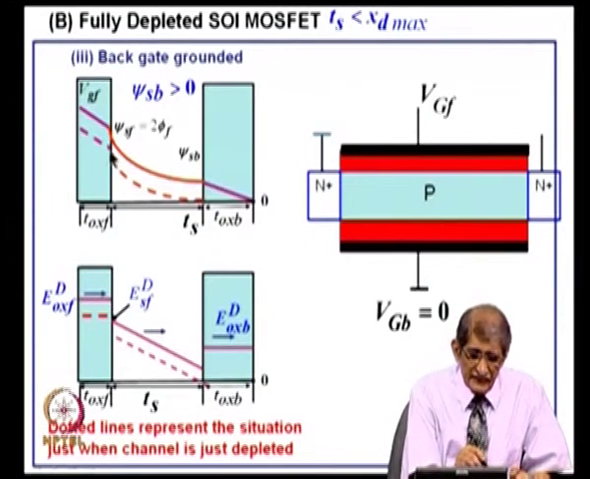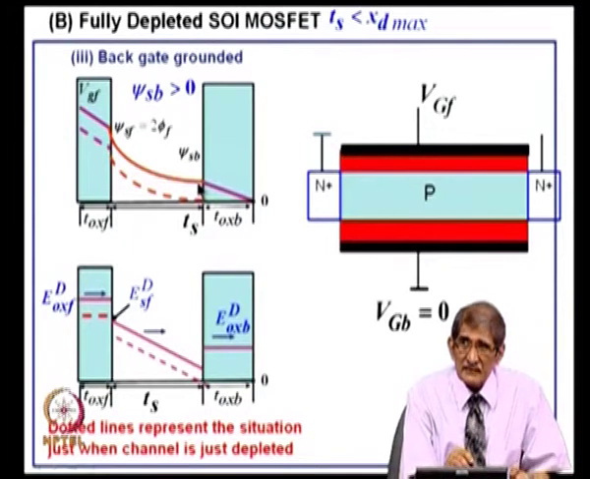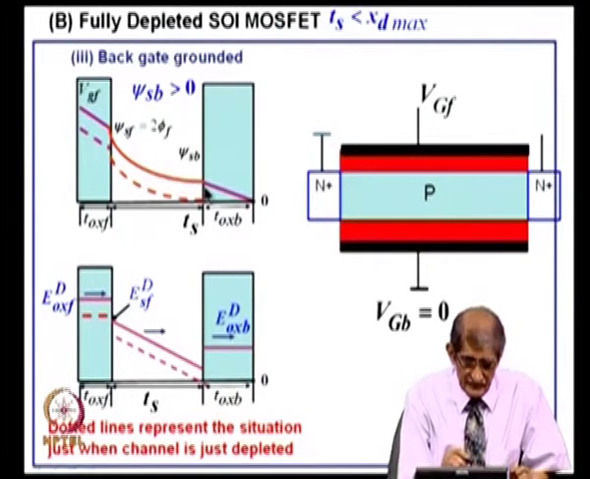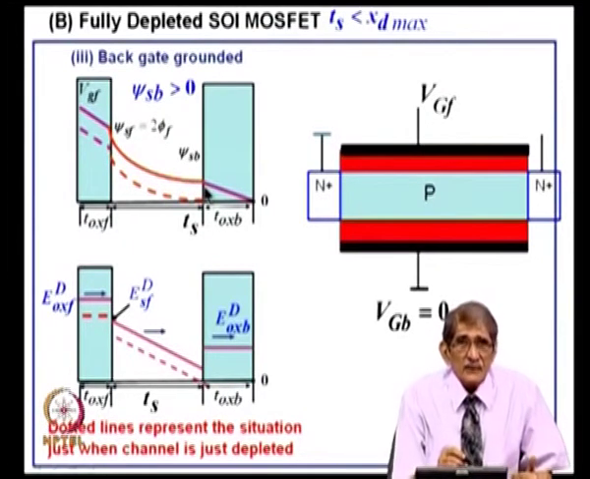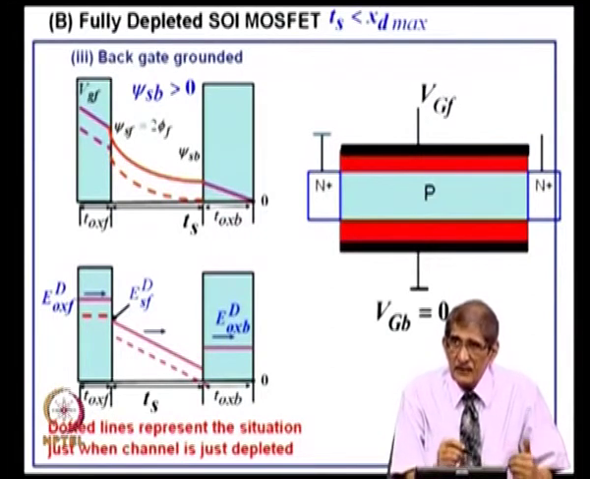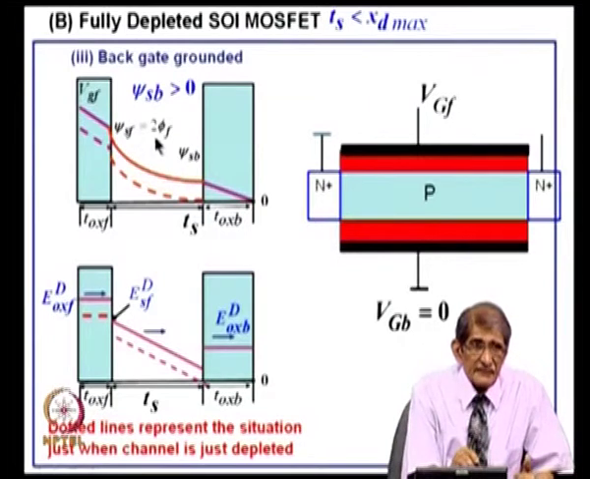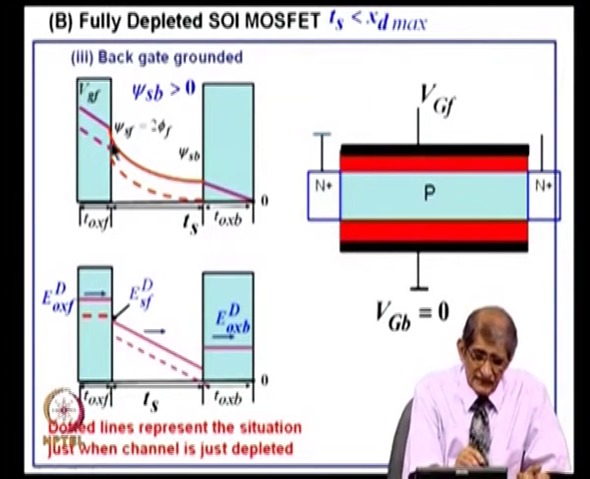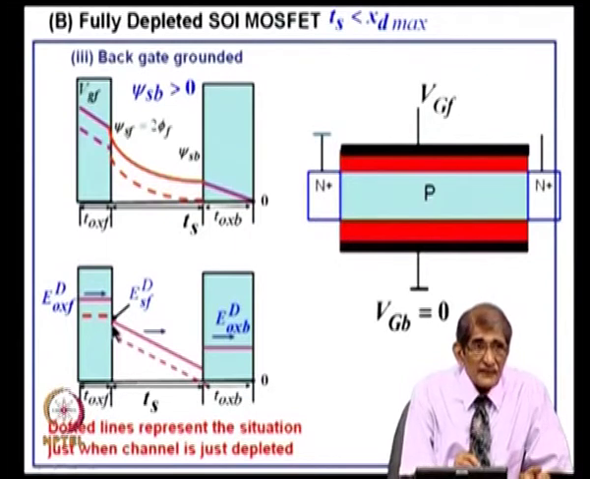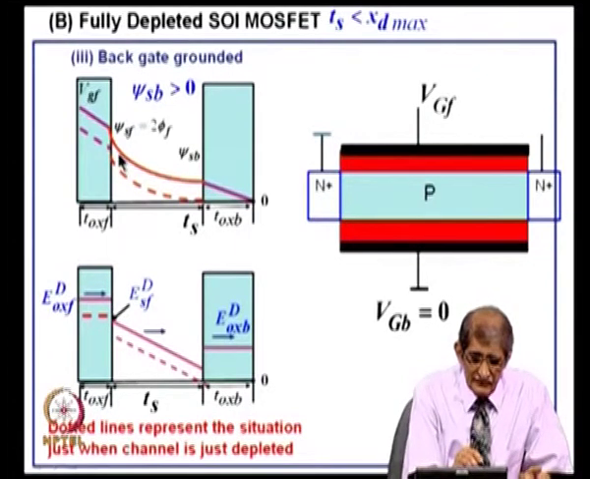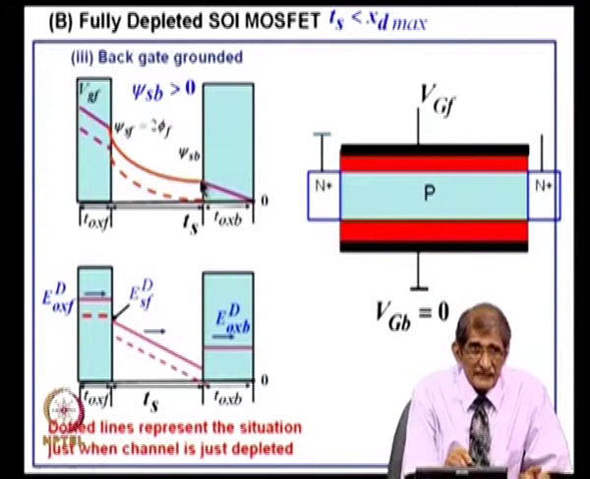So, the voltage difference between the front channel and the back channel is Psi SF minus Psi SB. I am trying to find out how much the threshold voltage of the front gate will be. At threshold voltage, Psi SF will be twice Phi F. I keep on increasing the voltage till this has reached twice Phi F. There is some voltage here with respect to ground, Psi SB. Okay. So, what is the ESF? How do you find out? Psi SF minus Psi SB divided by T of S.